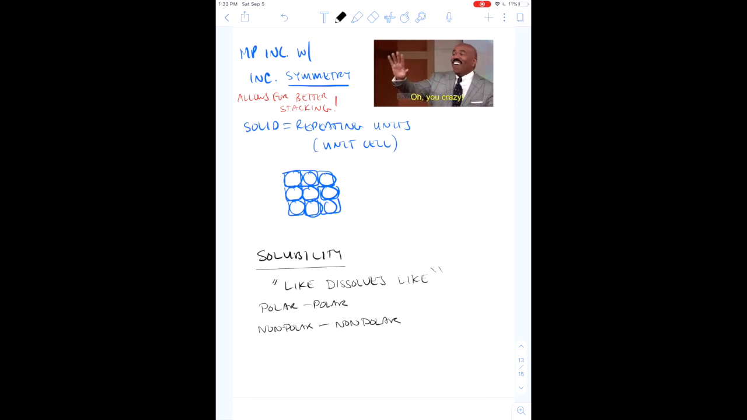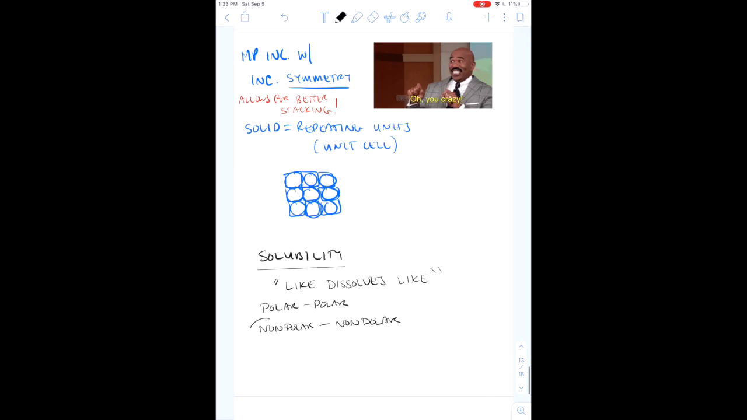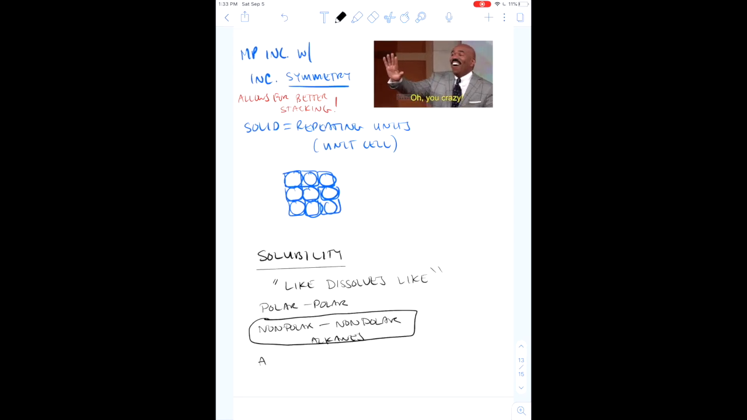Okay, and so what did we classify alkanes as? Remember, alkanes are non-polar. So these are alkanes. And so if we're trying to dissolve alkanes, then we want to make sure that we have a non-polar substance. Okay, and so alkanes are also going to be considered hydrophobic.